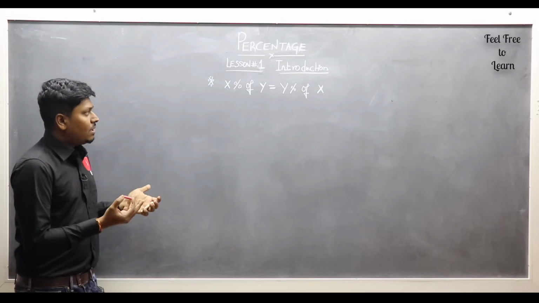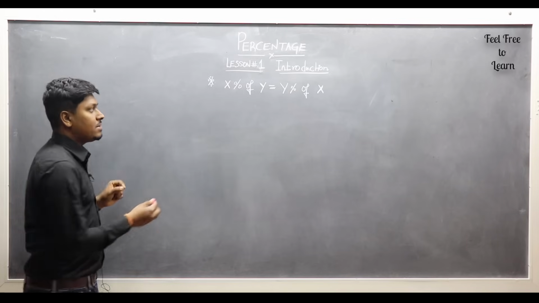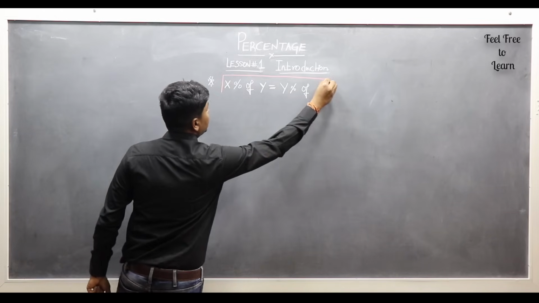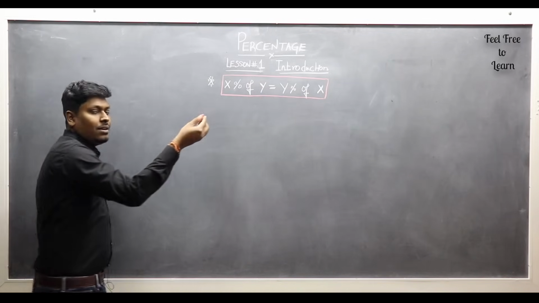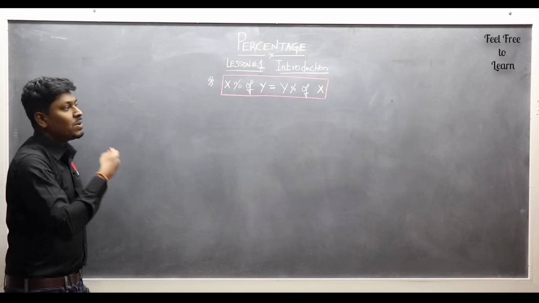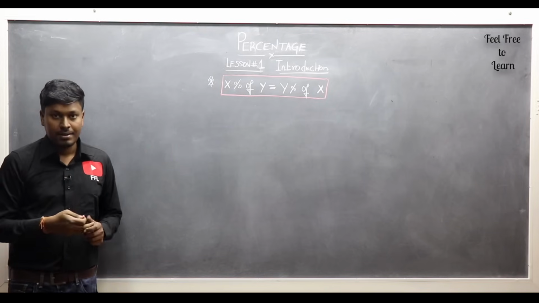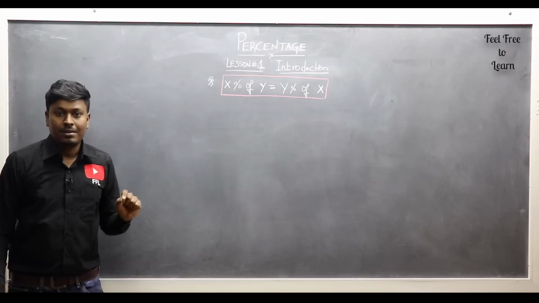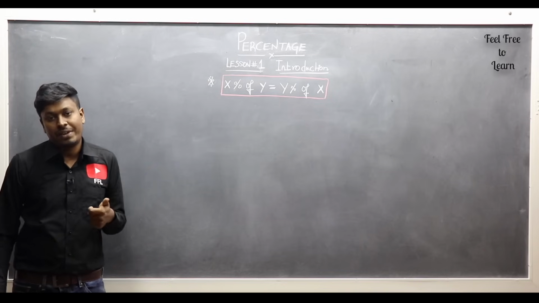Now if you take any foreign or local author books, definitely the first point will be this: x percentage of y is equal to y percentage of x. Even in most of the SSC exams, you can see this question was repeatedly asked in 2015, 2016 for 1 mark. Usually they ask this: x percentage of y is equal to question mark. So what do you need to say? X percentage of y is equal to y percentage of x.